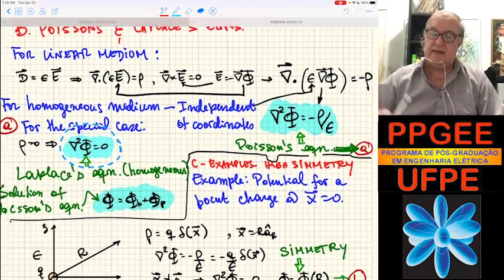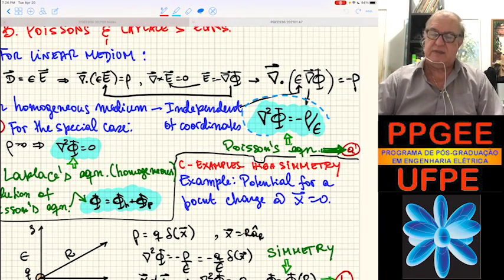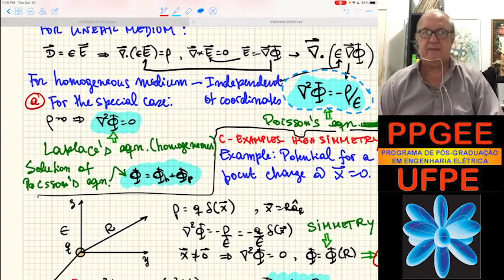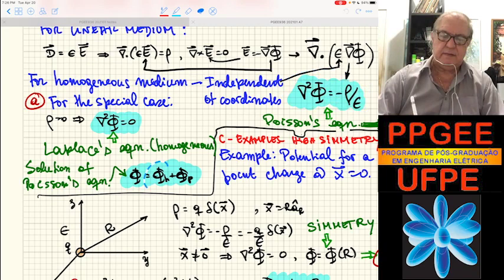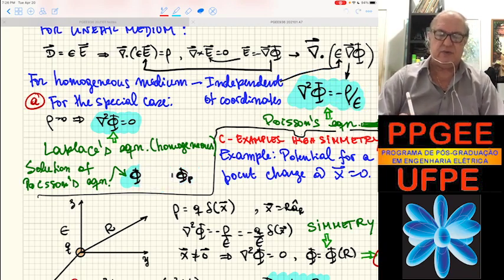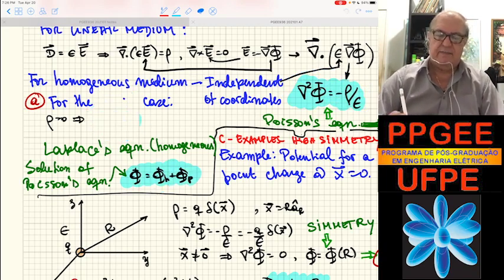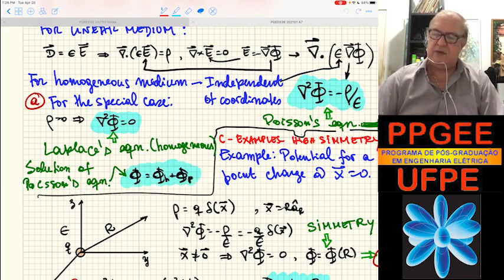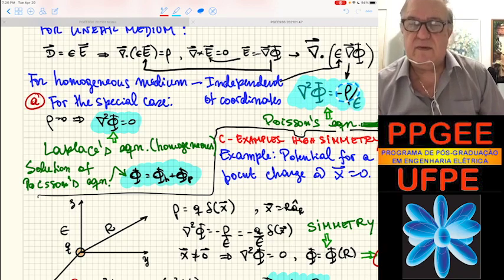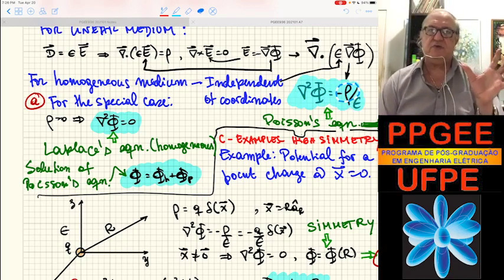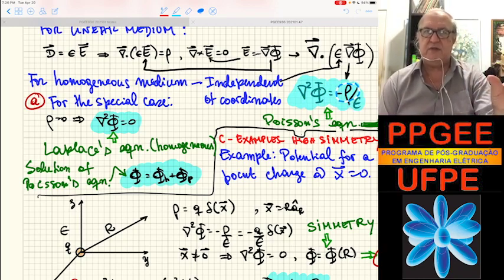And of course, for the non-homogeneous equation, which is Poisson's equation, the solution can be broken in two parts: a homogeneous part, which is the solution of this problem here, and a particular solution that depends on the charge density. So every time you solve Poisson's equation, part of the solution is the solution of the homogeneous equation, which is Laplace's equation.